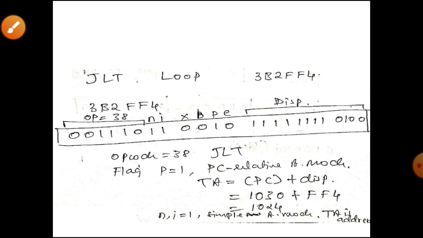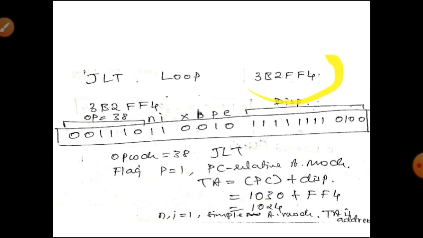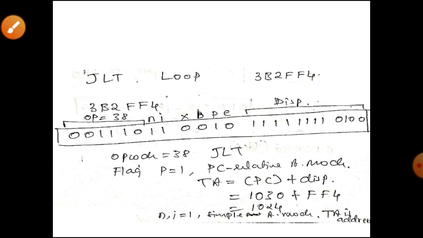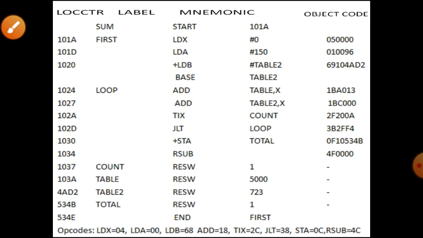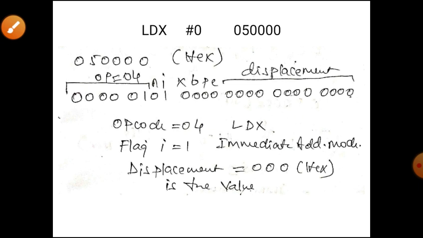Okay, so till now I explained the meaning of the object code, how it is interpreted by the processor. Now how to generate this. That generation has to be done by the assembler. That is what we are going to consider, how to write all these object codes. Let me explain one by one.